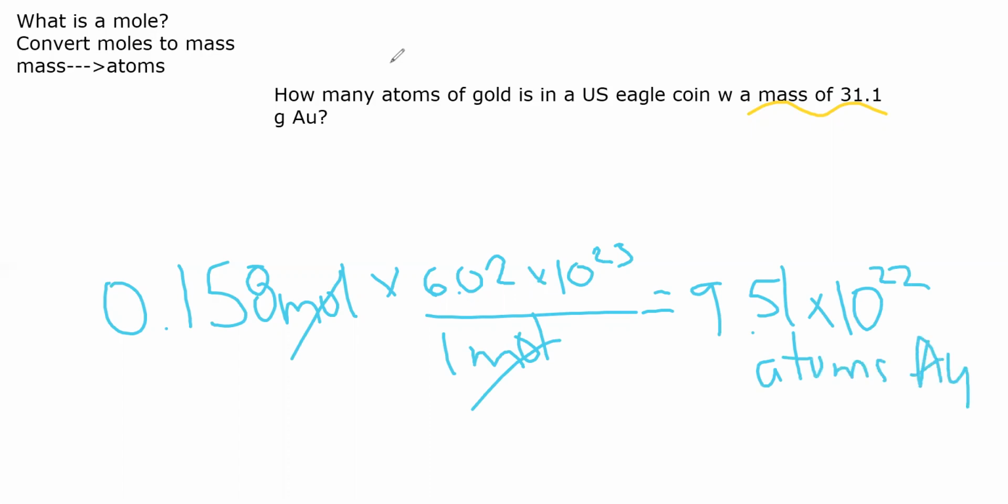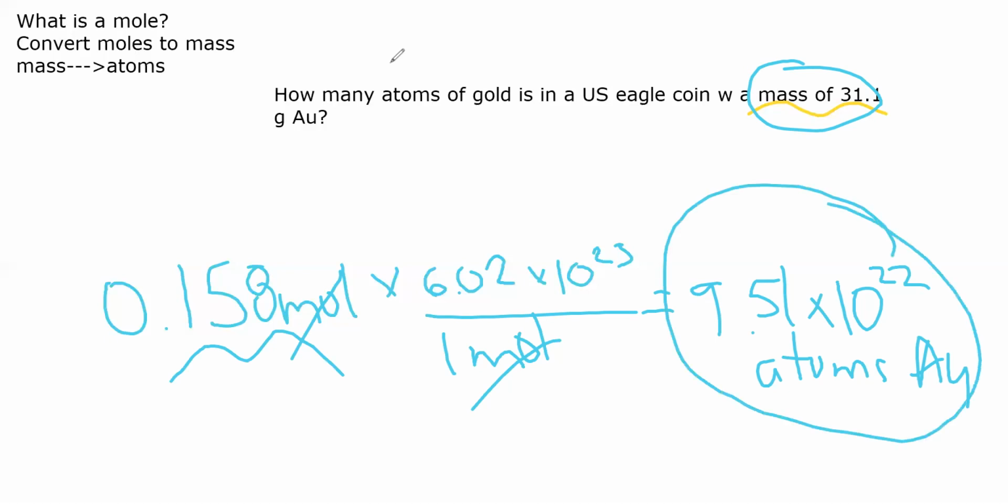Okay, so as a quick overview, we converted mass to moles using the molar mass of gold. From the moles, we converted moles over here to atoms over here. So it's kind of just an easy step process and requires practice.